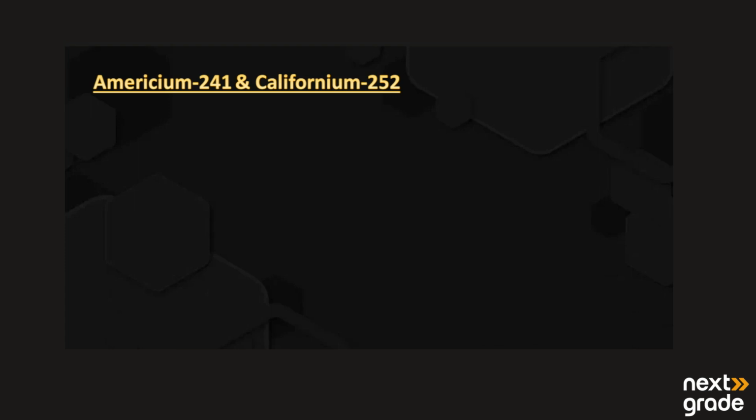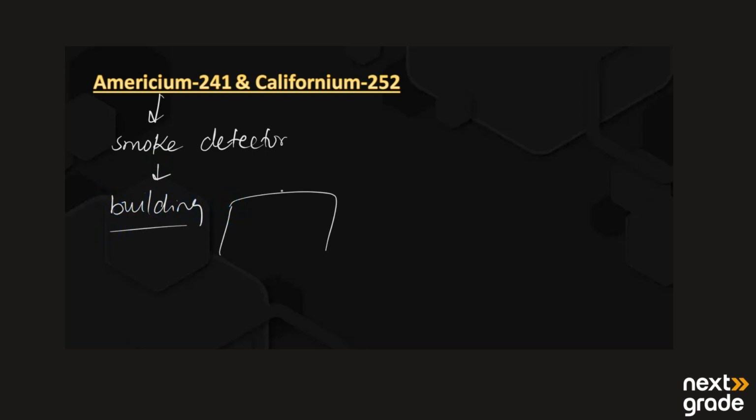Next we have americium 241 and californium 252. So americium 241 is used as a smoke detector. In many buildings, you can see small round apparatus hanging on the walls. These are basically the smoke detectors. If they detect any fire or smoke, then they start to pour water. So in smoke detectors, we use the isotope americium 241.